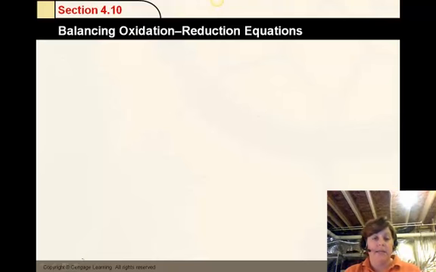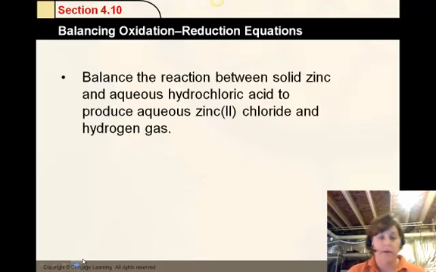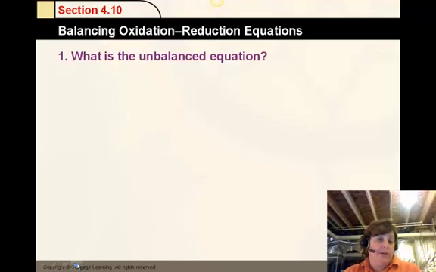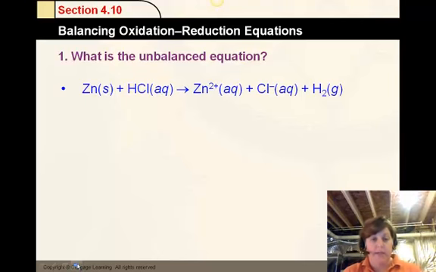All right, balancing oxidation reduction equations. Balance the reaction between solid zinc and aqueous hydrochloric acid to produce aqueous zinc 2 chloride and hydrogen gas. So the first thing you have to do, of course, is write the unbalanced equation, which is this one. Now notice the way that this was written. It's actually in its ionic form, its overall ionic form, which is kind of helpful, except for HCl. I'm not sure why they did that.